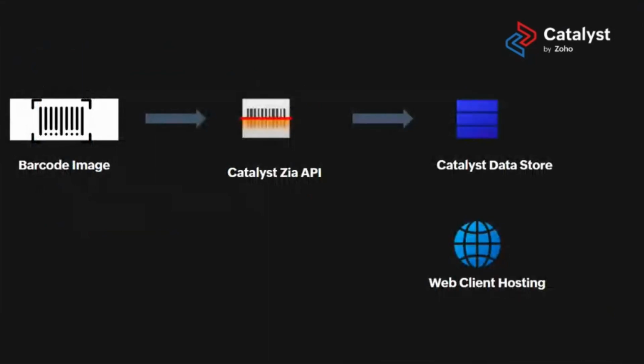So our Catalyst Zia API will give us the response that contains a link. We use this, check our data store, and we figure out the list of ingredients that are involved and where they've been bought from. Then we display this using the web client hosting option to our end customers. So this is how we would do this, but we would love to learn how you might try this out. Let's go to the next slide, please.